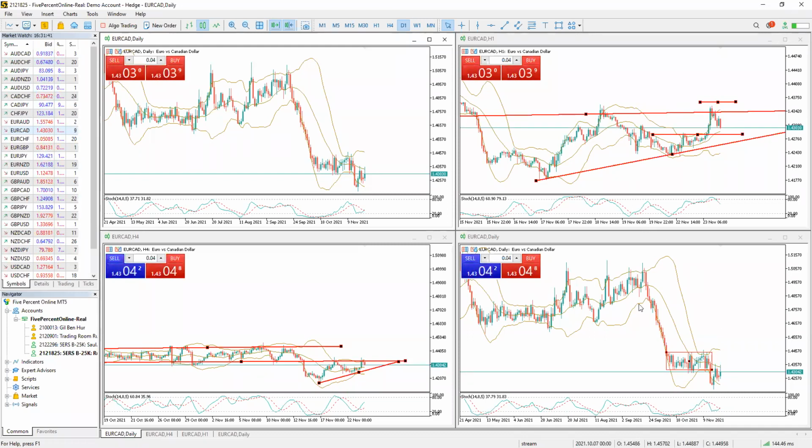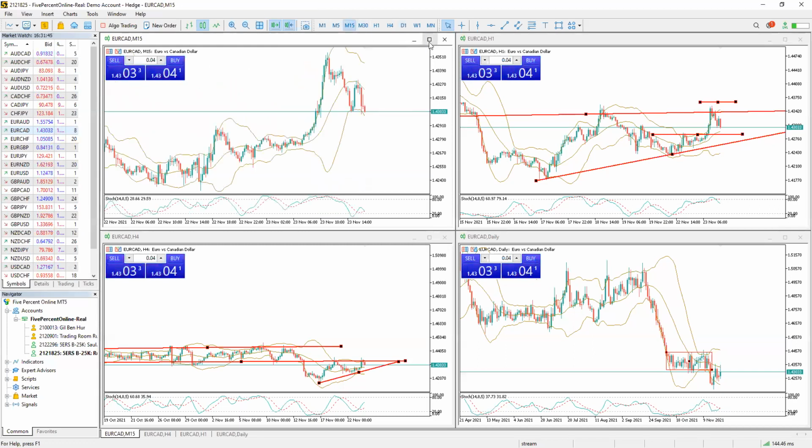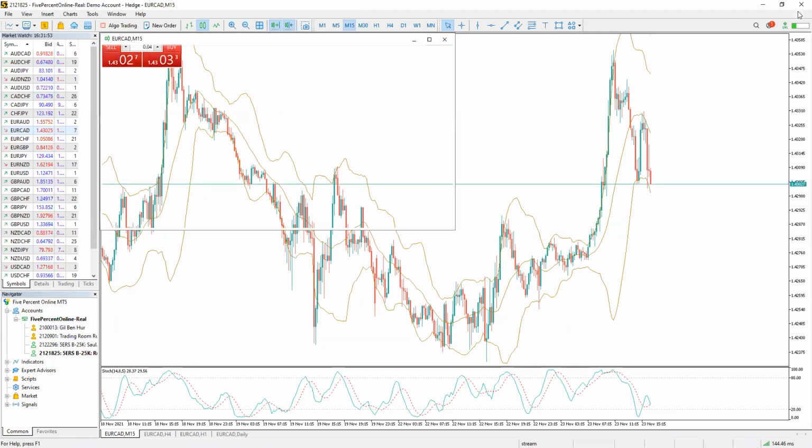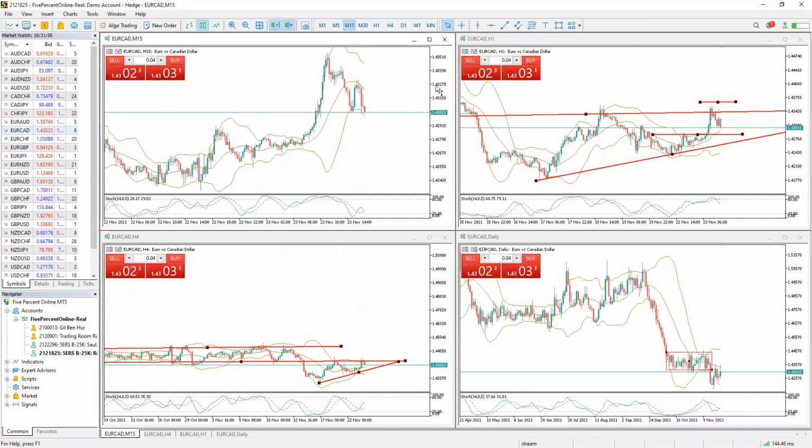So this is the Eurocad on the M15, to see if there is something to take. I think on the M15 there is nothing. There was an opportunity earlier today to open a position, but this is actually a key zone.